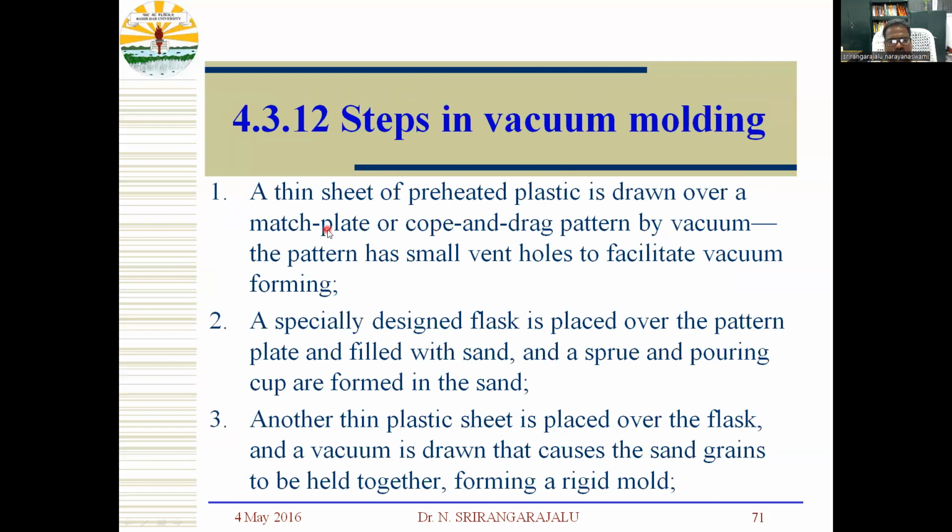So the steps in vacuum molding: a thin sheet of preheated plastic is drawn over a match plate or a cope and drag pattern by vacuum. The pattern has small vent holes to facilitate vacuum forming. A specially designed flask is placed over the pattern plate and filled with sand, and a sprue and a pouring cup are formed in the sand.